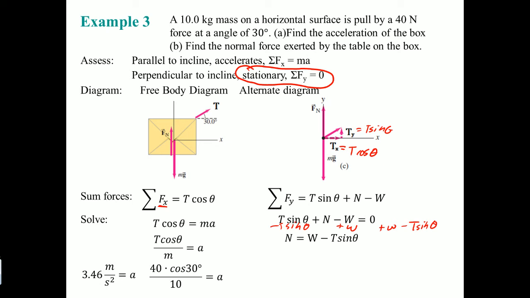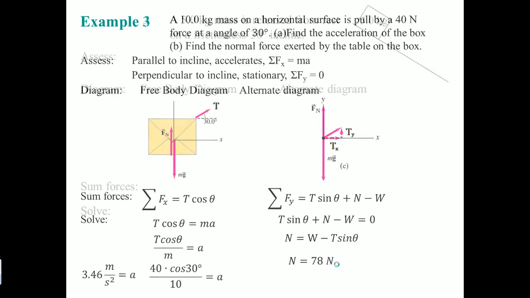Now you can plug it in. W is just mg, and then T and sine theta. So we know m is 10, gravity is 10, T is 40, sine of 30 degrees. So N equals 78 newtons.